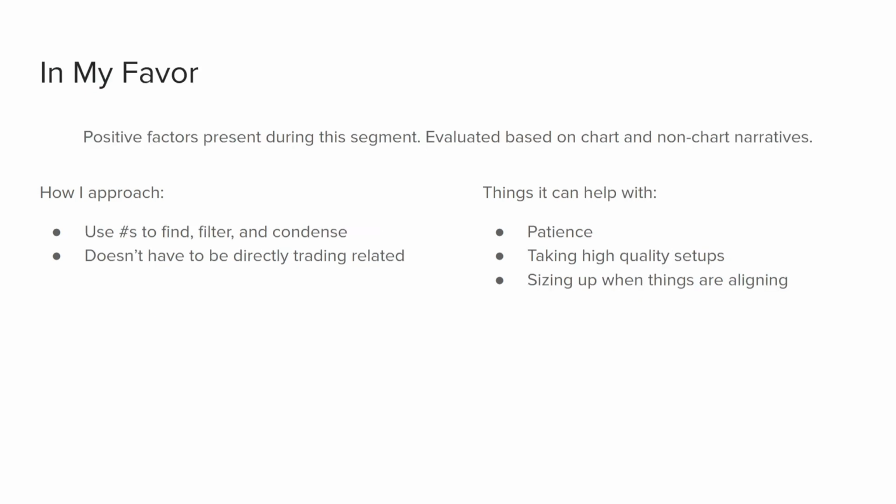The "in my favor" column is intended to serve as a space to map out the favorable factors on and off the charts during a segment. The way I do this is by having some general things that I like to see on the charts and creating short hashtags for them to help me quickly record and filter.